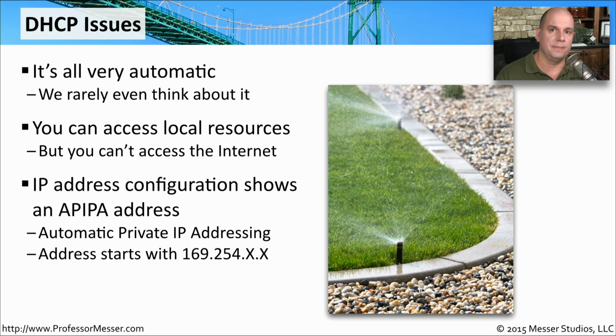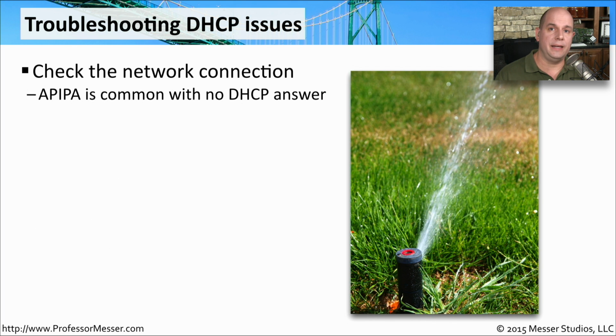The first thing we should check then is our network connection. If we're sending DHCP requests and we're getting no responses from any DHCP server, then we're going to have a locally automatically assigned address, the APIPA address. And that's very common if you send a request and you're not getting any response from any DHCP server.